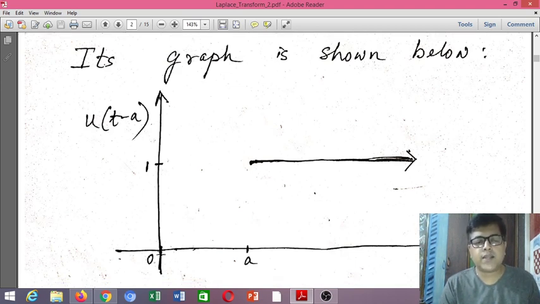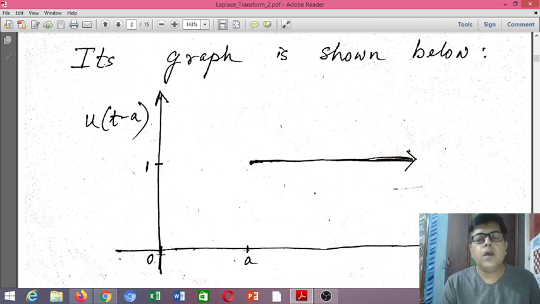We have drawn two axes. On the x-axis we have taken the time variable t, and on the y-axis we have taken the function u(t minus a). We have taken an arbitrary point a on the x-axis, and a is definitely positive. The value of u(t minus a) is 0, on the x-axis, when t is less than a. So it forms a straight line extending from minus infinity to a.